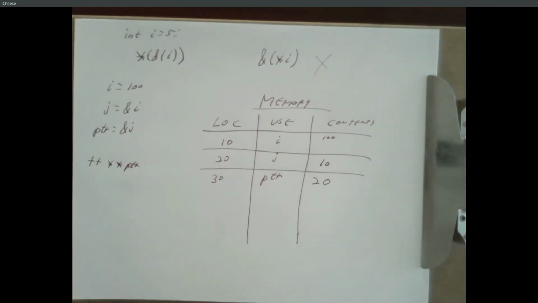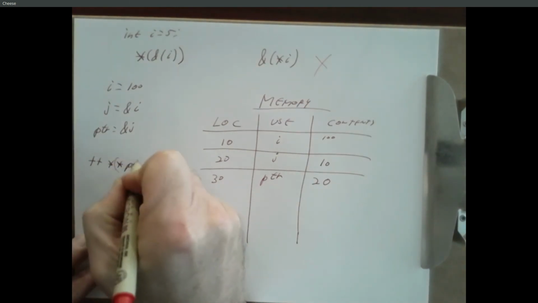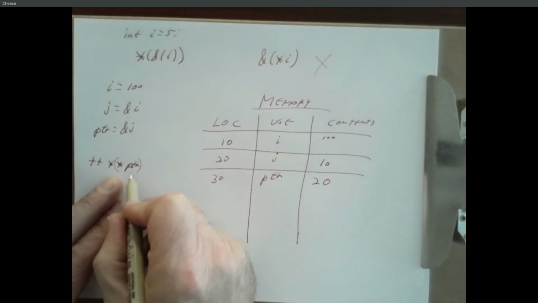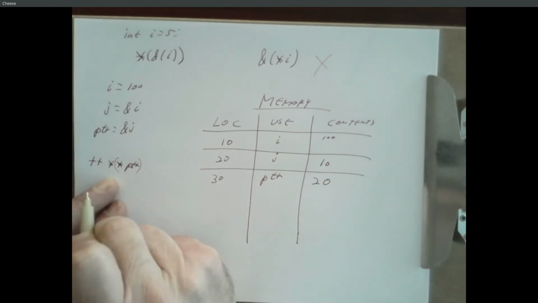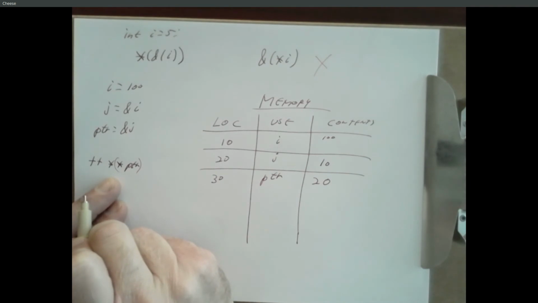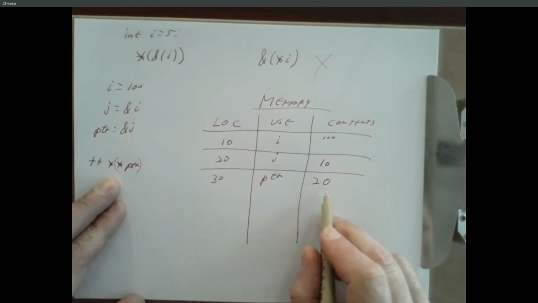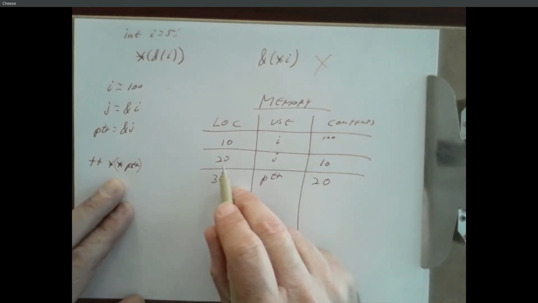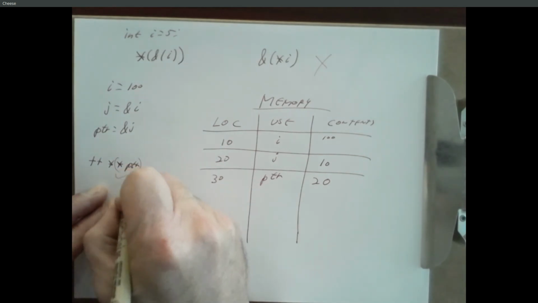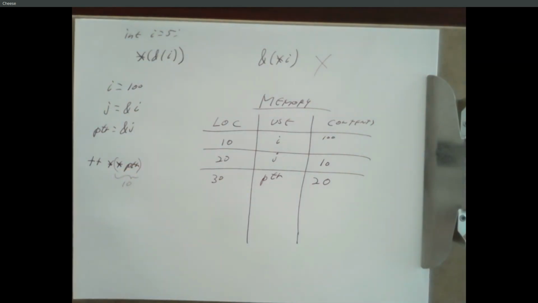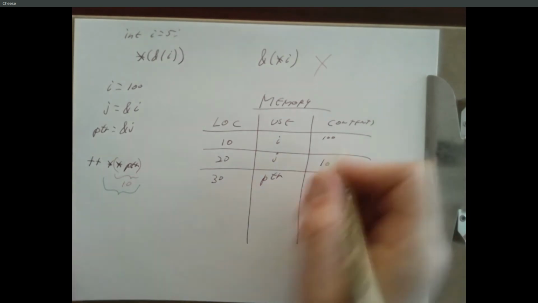So star pointer is the thing to which pointer points to. So what is that? Pointer is pointing to 20. Pointer is equal to 20, right? It's pointing to location 20, but what's at location 20? 10. So this is pointer to 10. So star 10 is the thing at location 10. That's 100.